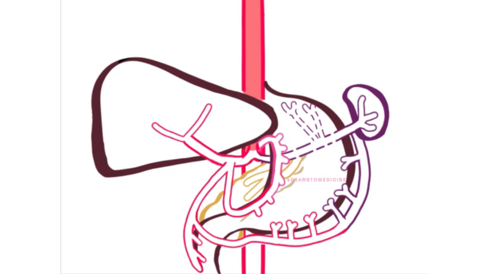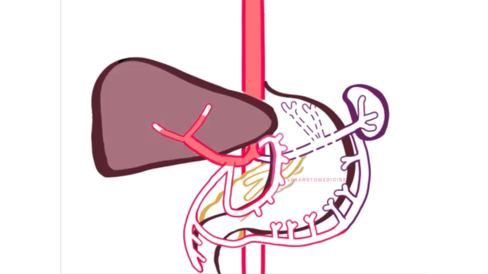As we can see, we have our abdominal aorta, which gives rise to our celiac trunk. The celiac trunk has three main branches: the common hepatic, the splenic, and the left gastric artery. The common hepatic artery is going to give rise to a proper hepatic artery, and then it'll turn into right and left hepatic arteries and supply the liver with blood.